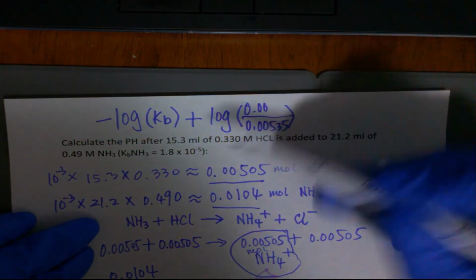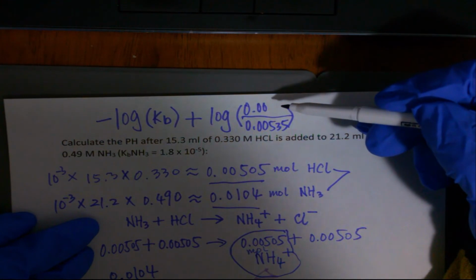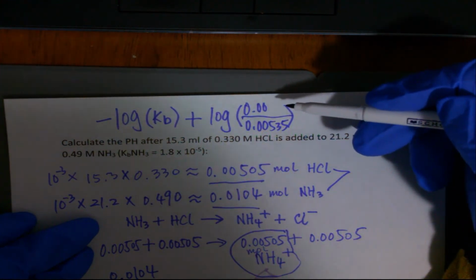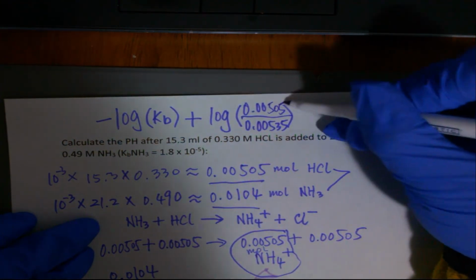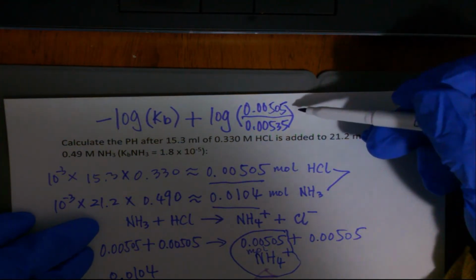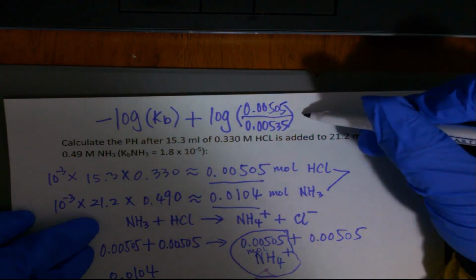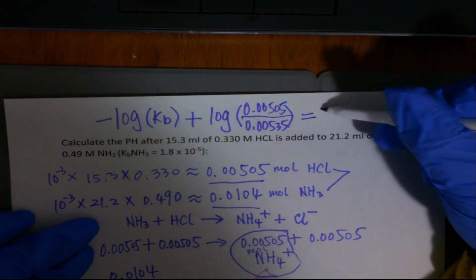This is the place for the denominator where we put the base. Remember, we use log Kb, so the denominator must be a base, and the numerator is going to be the conjugate acid. So how much conjugate acid did we create? 0.00505, the same moles we used for the strong acid, because the acid is the limiting reactant. That's it, and we can calculate the final pH.